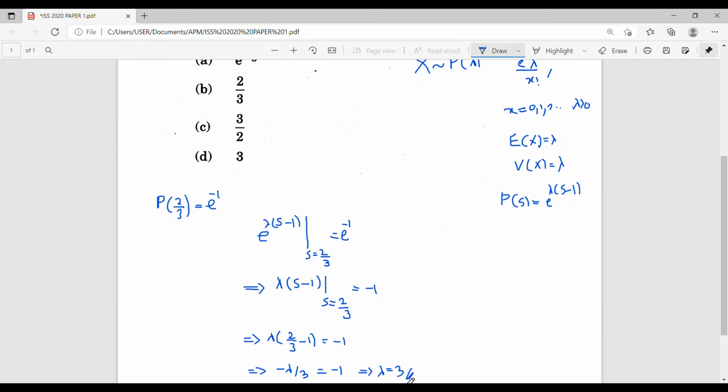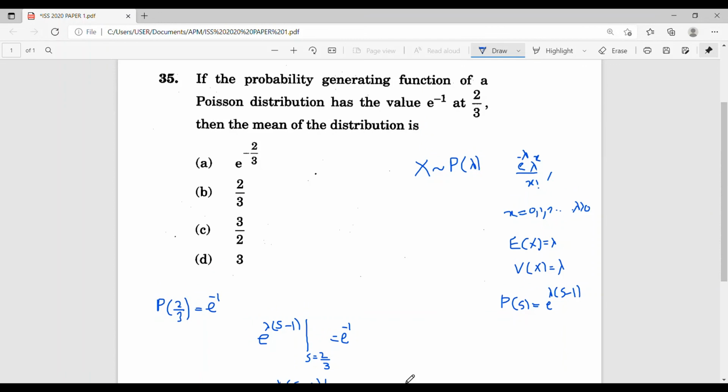So, from the given condition that the probability generating function at 2 by 3 is e power minus 1, we found that the value of lambda is equal to 3. That is, the mean of the distribution is equal to 3. Therefore, the answer is option D.